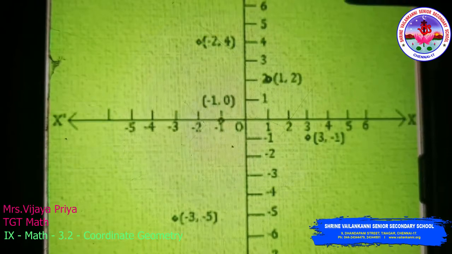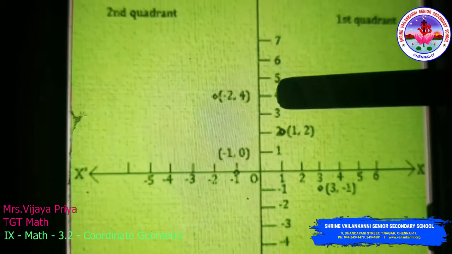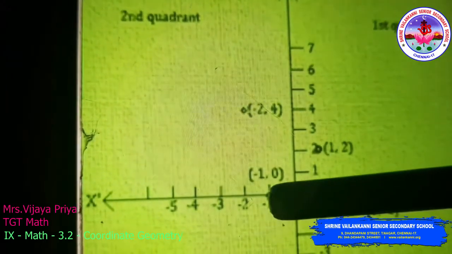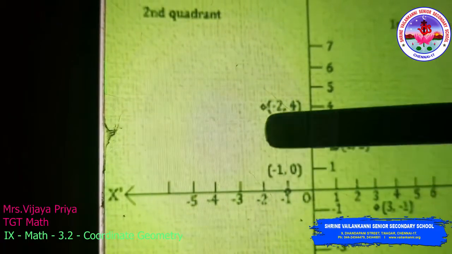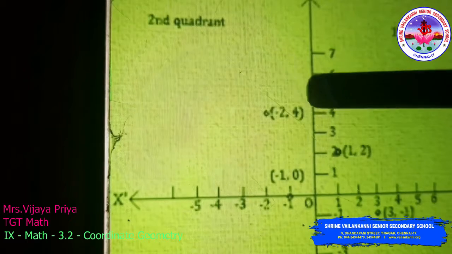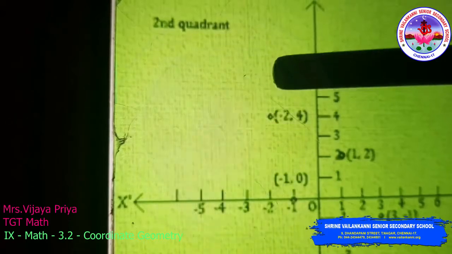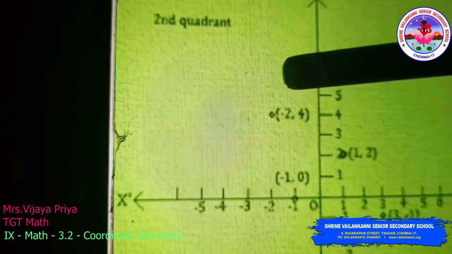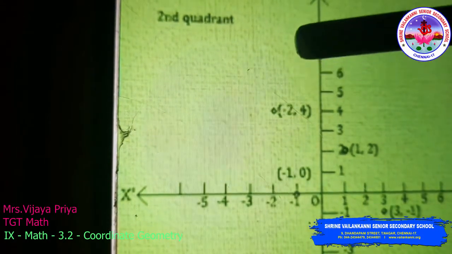So my first coordinate will be (-2, 4), where my x value is -2 and y value is 4. Now I am going to the negative of the x-axis, where my -2 will lie. Just go straight to the positive value of 4. So the intersection of -2 and 4 reaches at this point here. So plotting my point as (-2, 4) here. This (-2, 4) lies in the second quadrant.